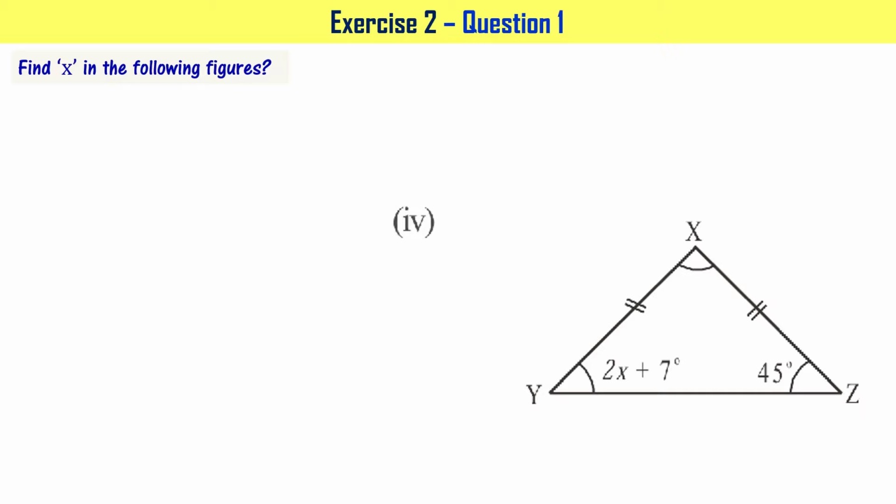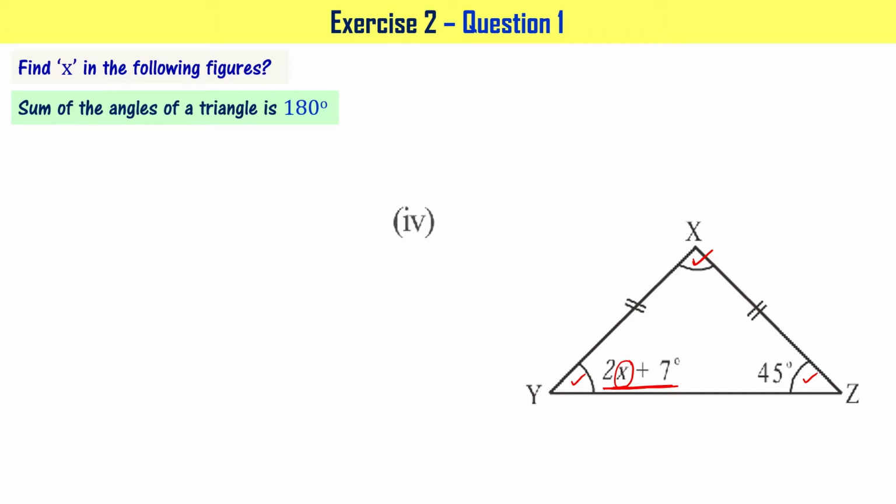We want to find the value of x, right? We learned that the sum of the angles of a triangle is 180 degrees. It means when you add this angle and this angle, we'll get the answer as 180 degrees, right? Here there is one unknown because we don't know the value of x. For that reason, this particular angle is unknown and this particular angle is also unknown, right?